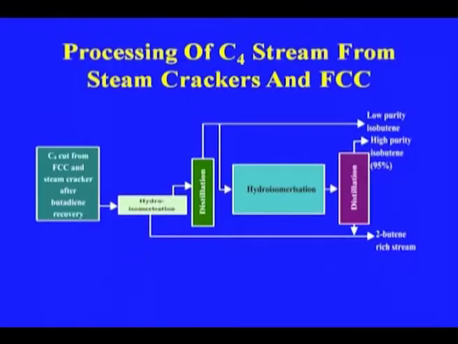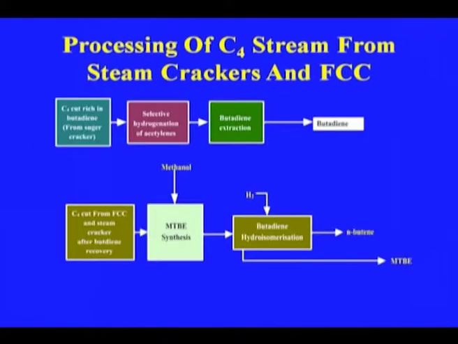So this was what I was telling, normally what is happening, you will have to combine the C4 stream after separation of the butadiene or the butene, and then it will go to the final separation of the various products, low purity isobutene, high purity isobutene. So hydrodeacetamization is there. So this is the process that can be used for the 2-butene.